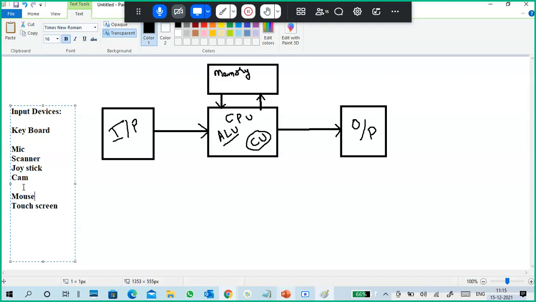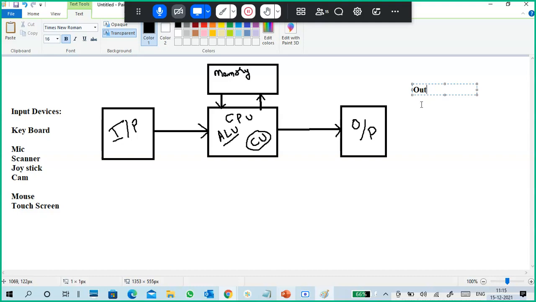Mouse is a pointer device, not exactly an input device, but we are giving input through the mouse, right? So mouse is also an input device as well as a pointer device. Touch screen, we can give input by touching, like your mobile phone. My laptop is a touch screen laptop, so I can give input to shut down or open some application by touching it. I can type on it with on-screen keyboards. Joysticks, scanners, mics, cams, these are all input devices. Mouse and touch screens are also called input devices.